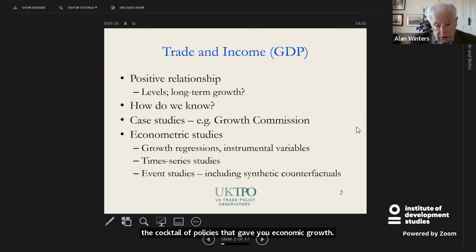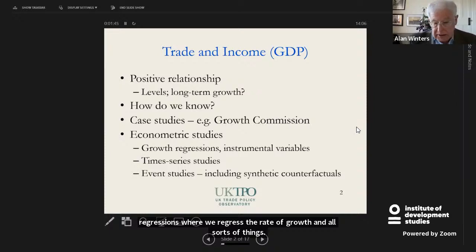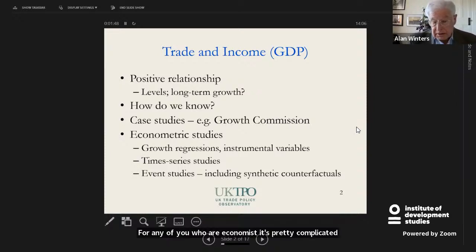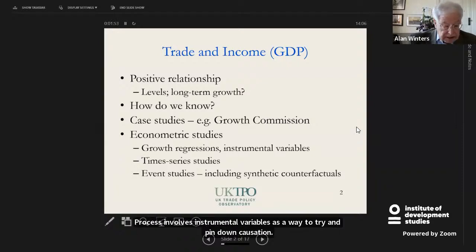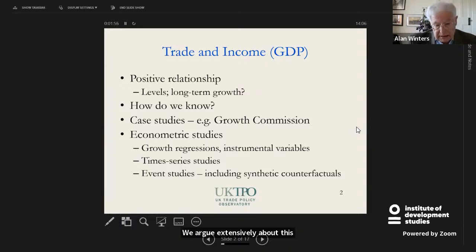And we have all sorts of econometric studies. Growth regressions, where we regress the rate of growth on all sorts of things. For any of you who are economists, it's a pretty complicated process and involves instrumental variables as a way to try and pin down causation. We argue extensively about this stuff, but again, the general impression of almost all that literature is there's a positive relationship. We also have time series studies, look for changes in trade policy and ask what happened after them. Again, almost always we find that growth, GDP increases.